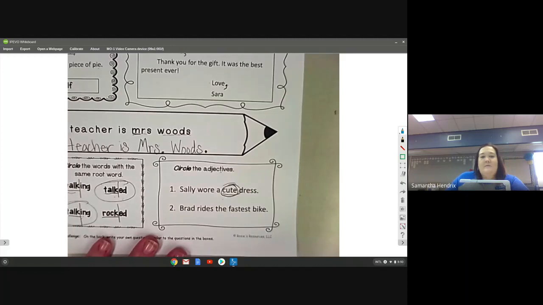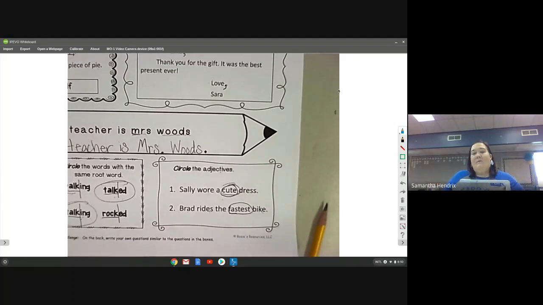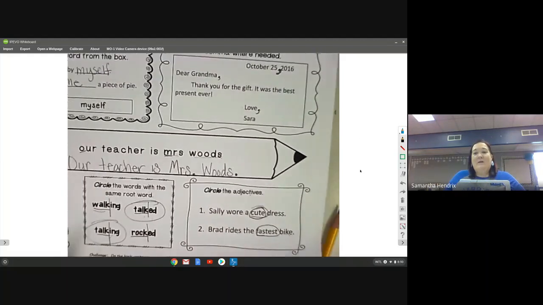Okay? If you need to highlight it or underline it on Seesaw, that's fine. I understand circles are kind of hard on Seesaw. Brad rides the fastest bike, which is a describing word. Fastest. It describes the noun, the bike, which is the noun. Okay? Great job. Remember, if you're doing your work and you don't quite remember, come back and watch this video again. That's okay.